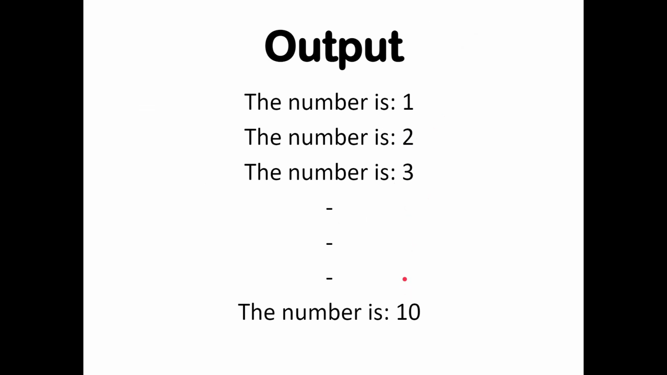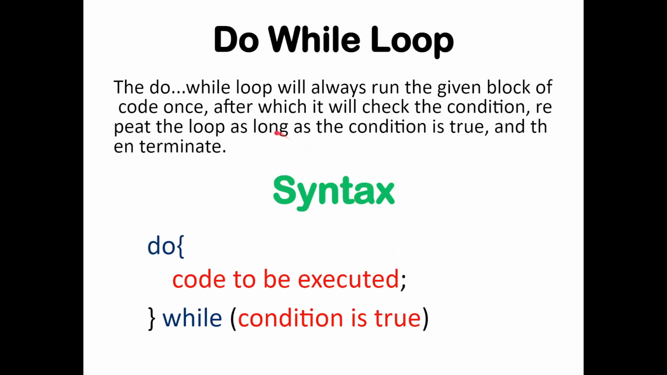Okay friends, let's learn about the do while loop. So what is the do while loop? The while and do while loops are nearly similar, but there is one main difference: the do while loop will always execute once, even if the condition is false. Here you can see the syntax of the do while loop. It will execute once without checking the condition, and after executing the code one time it will check the condition.